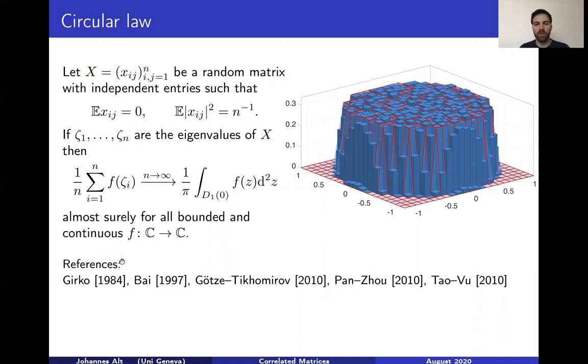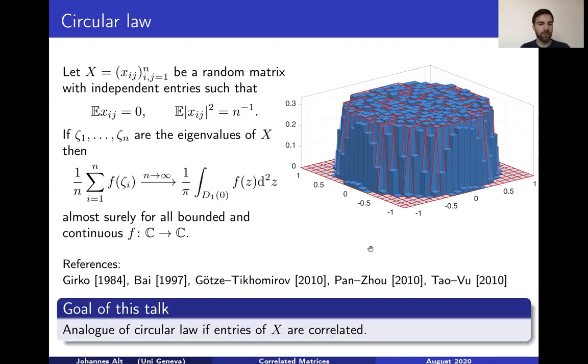The circular law has a long history, as you can see from these many references listed here. For today's talk, my goal will be to present an analog of this circular law to you if the matrix X has correlated entries. Here we will allow for very general types of correlations. Without any specific structure, we will just impose a certain decay condition.